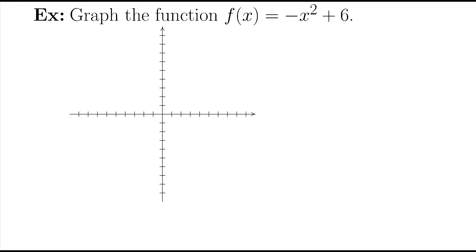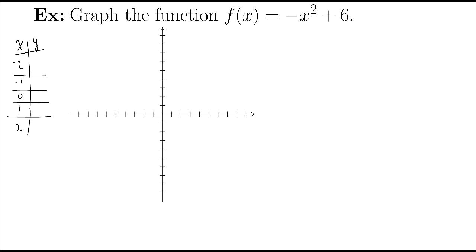Let's graph this function. F of x is equal to negative x squared plus 6. I'm going to use my table here, x and y. Okay, and so I don't have a fraction, so I can use smaller numbers. I don't have to use multiples of anything. And again, I like to use about 5 points to get a good idea of what's going on here.